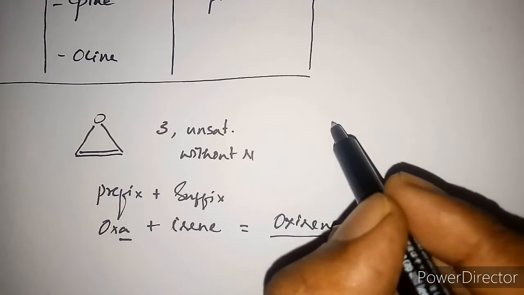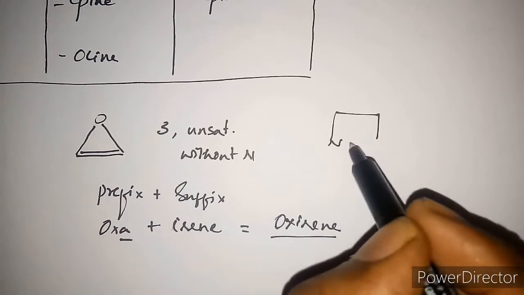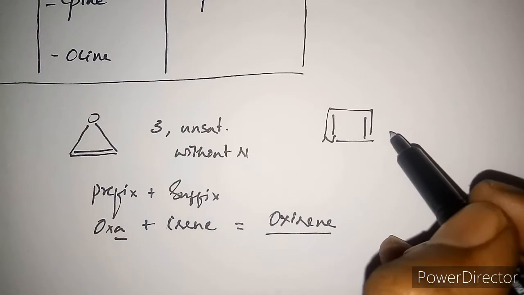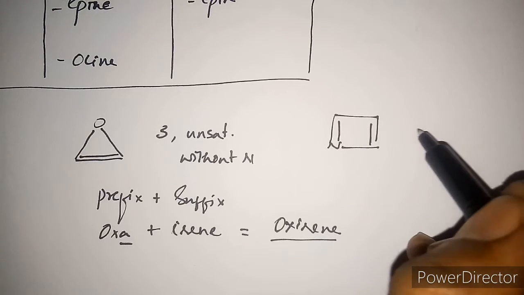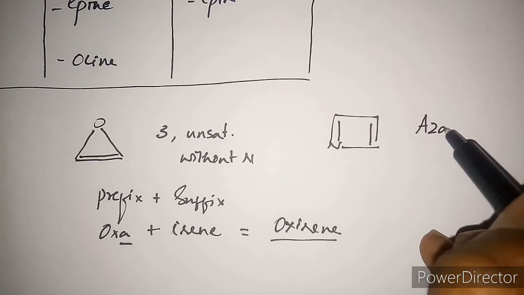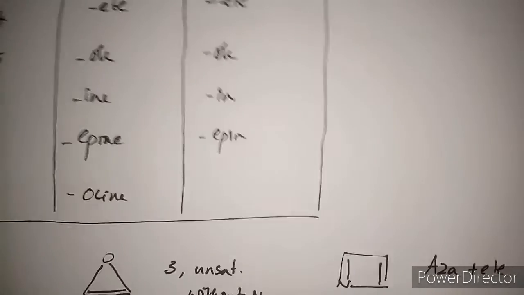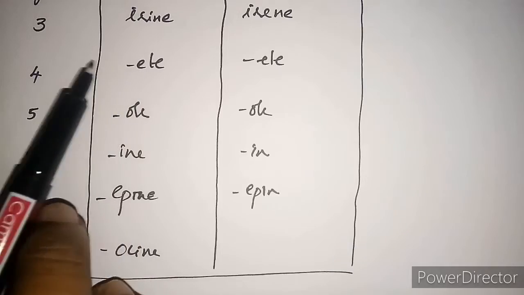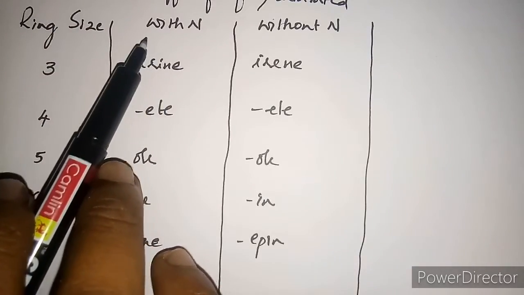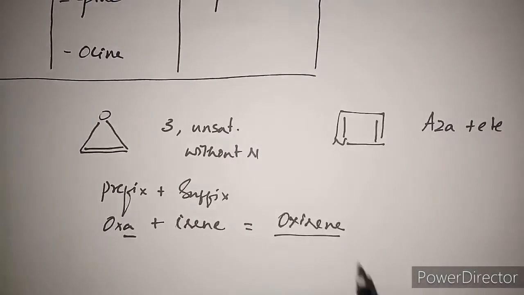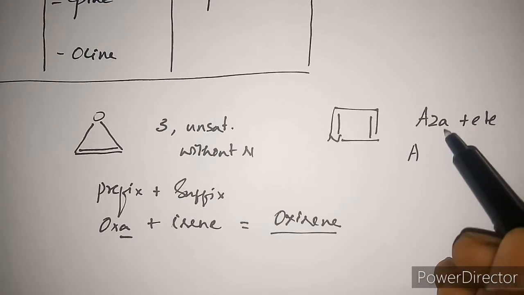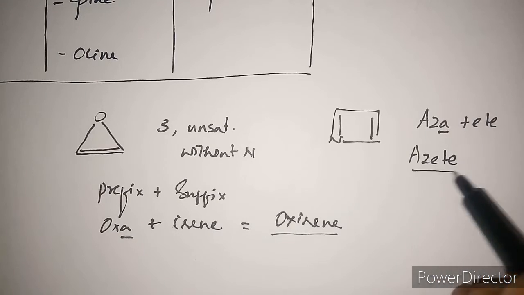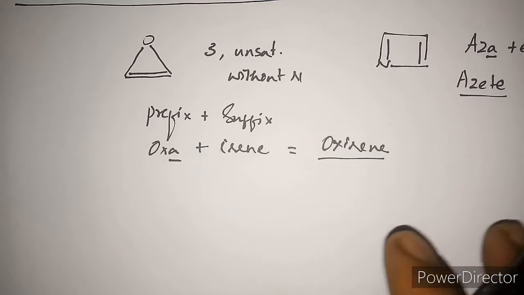In this example, it is a 4-membered ring containing nitrogen. So 4-membered with nitrogen means aza plus ete. Here it's a 4-membered ring system, so ete with nitrogen. So aza plus ete, where the a has to be replaced with e, we get azete. So this is the name, azete.